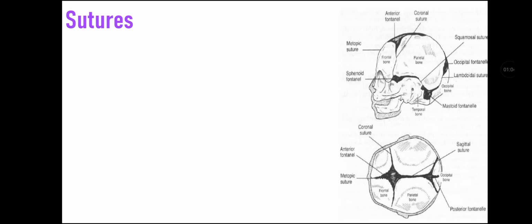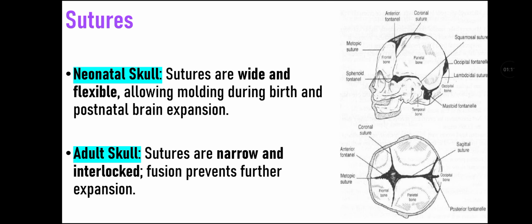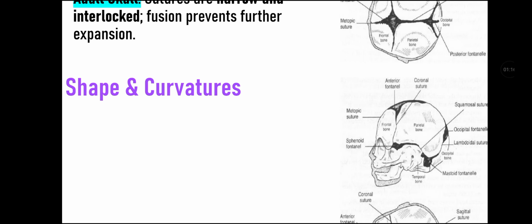Next difference is about the sutures. In neonatal skull, sutures are wide and flexible, allowing molding during birth and postnatal brain expansion. But in adult skull, sutures are narrow and interlocked, and fusion prevents further expansion.